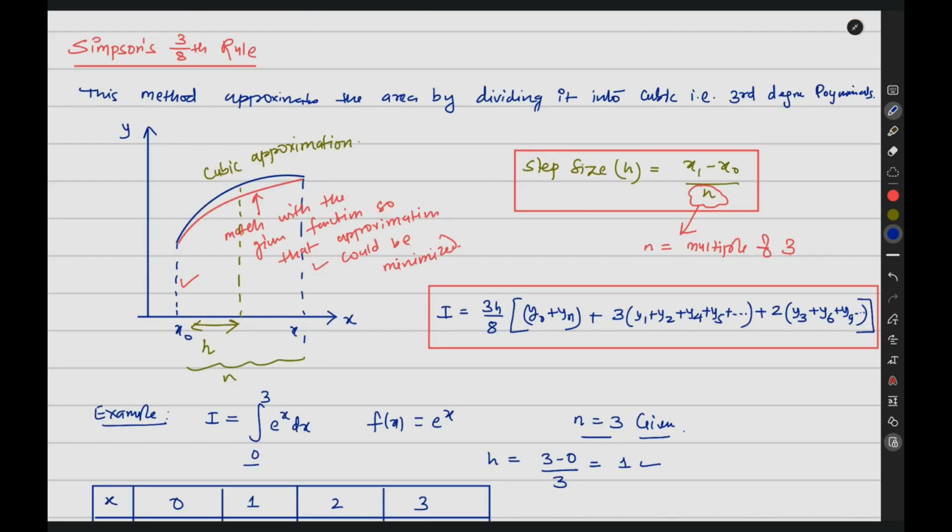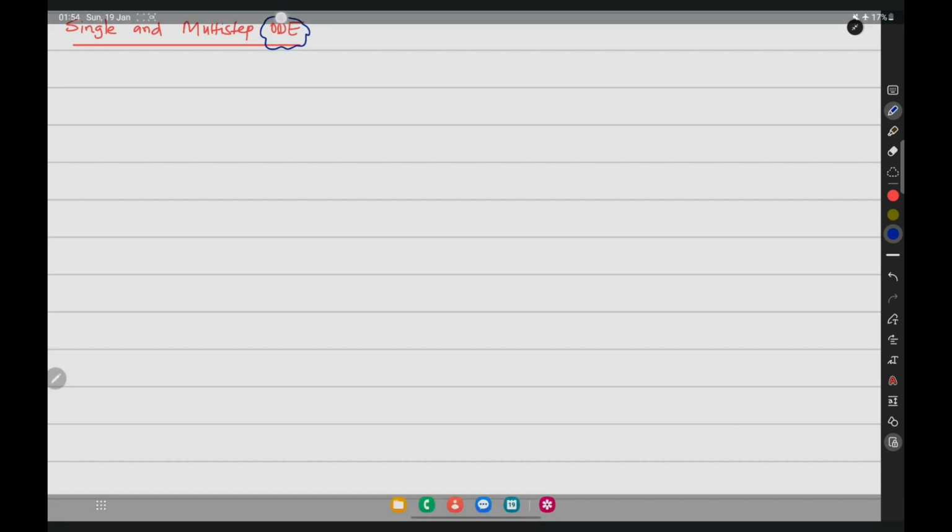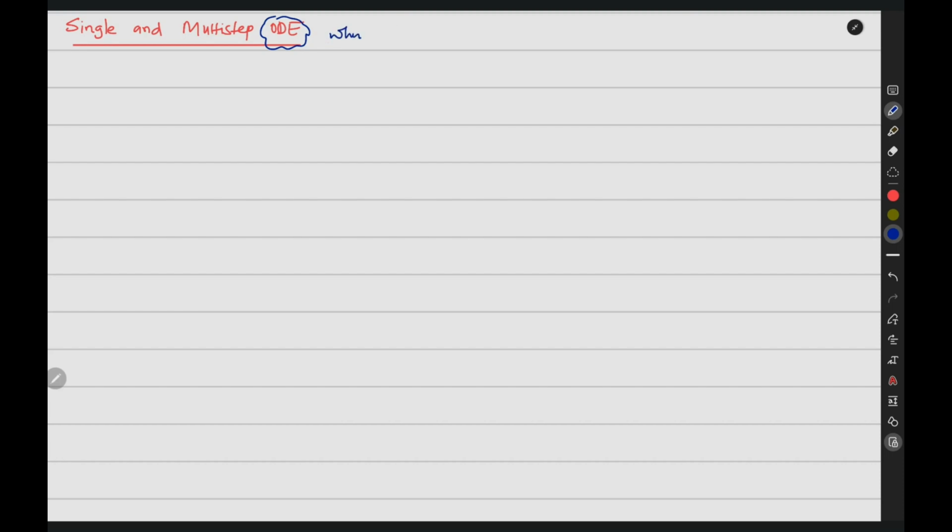Now we will move to another concept, that is single step and multi-step. Look at the concept of single and multi-step ordinary differential equation. So what is an ordinary differential equation? This is when the differential equation is dependent on only a single independent variable. Single step is getting your answer in one step, whereas multi-step is an iterative process.